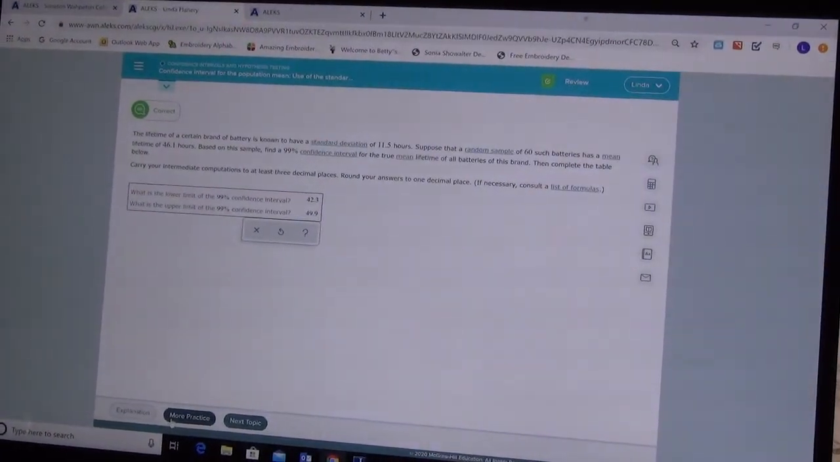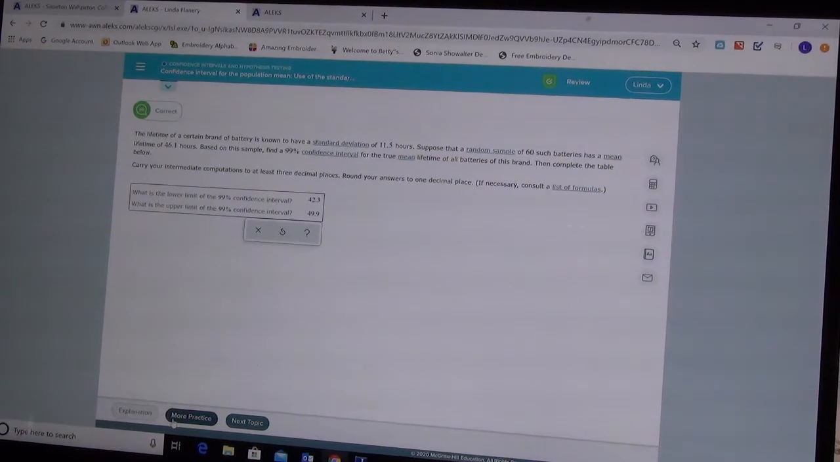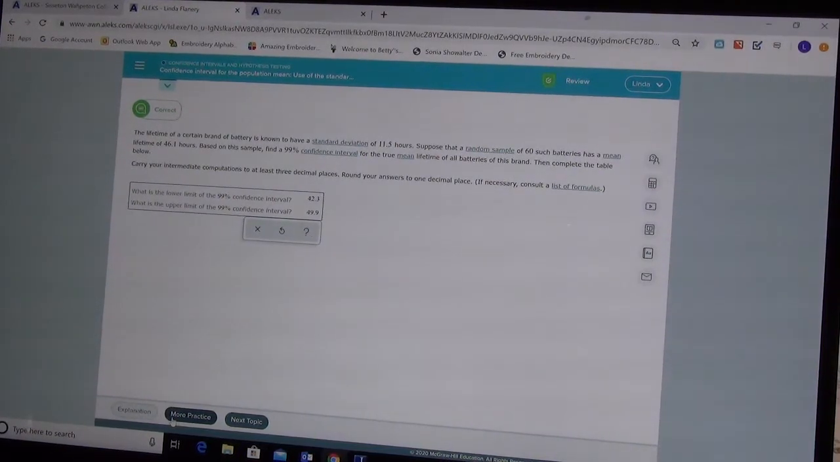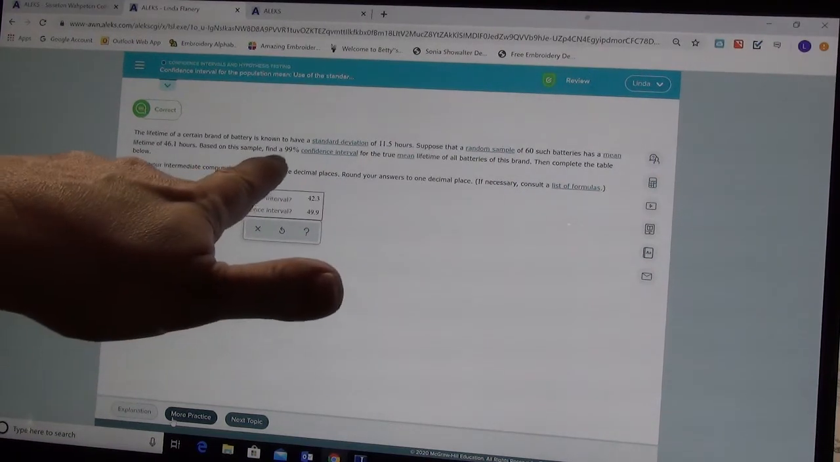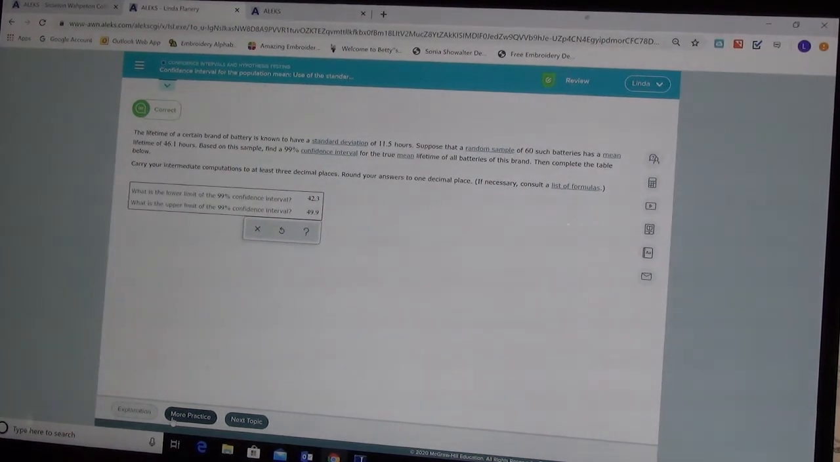All right, hope that helps you out with these ones. Just be careful when you do that alpha value, that when you do it on Alex, you're going to take 100% minus the given percentage, and then on the formula, you divide that by 2. When you use the graphing calculator, you just use the percent that's listed there in the problem.